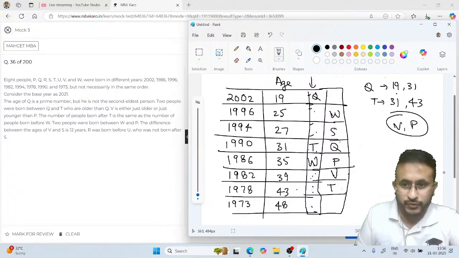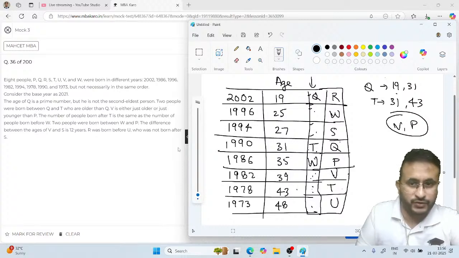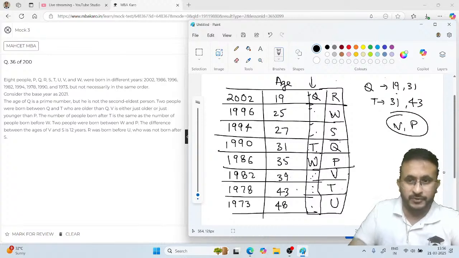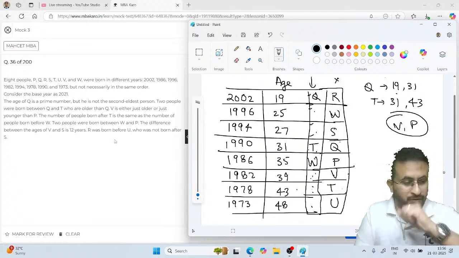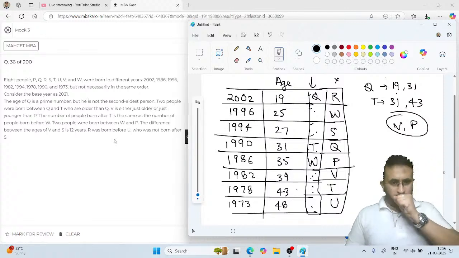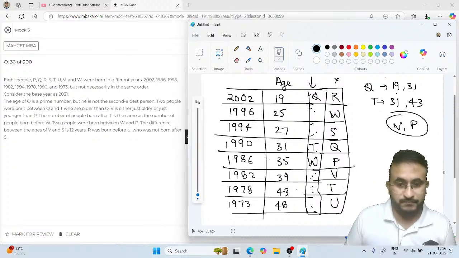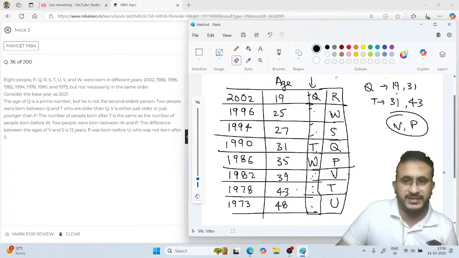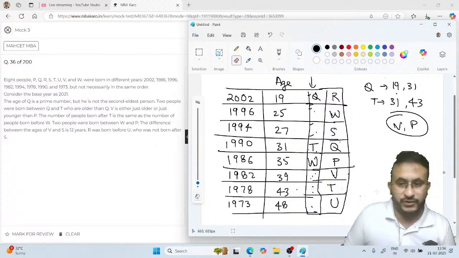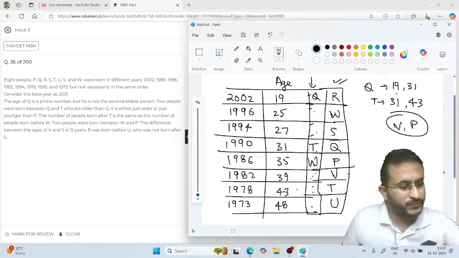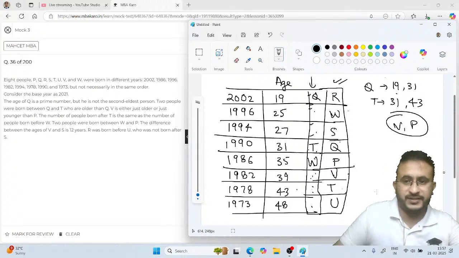R was born before U. So R will be born before U. Who was not born after S? So U was not born after S, so U has to be before S. So this case is not possible. Okay. The last line says, okay, it is correct because it is saying U was not born after S. U is born before S. So this case is fitting, and this could be our answer. Okay, so let us go with this answer.